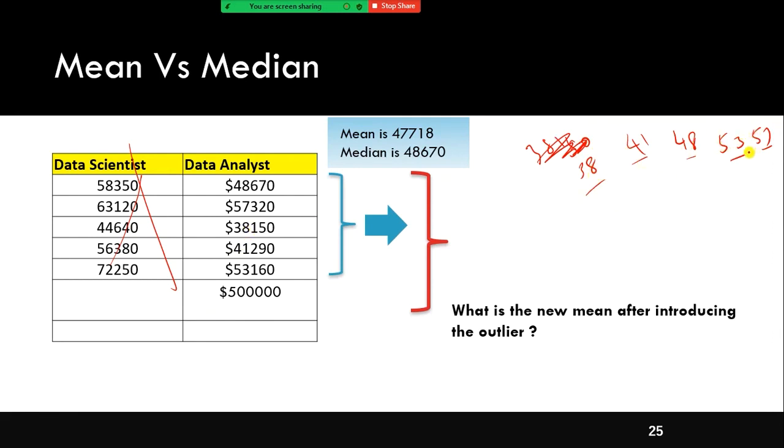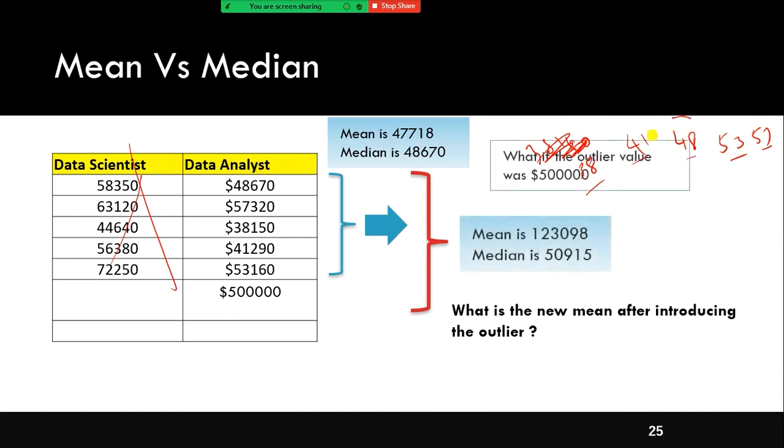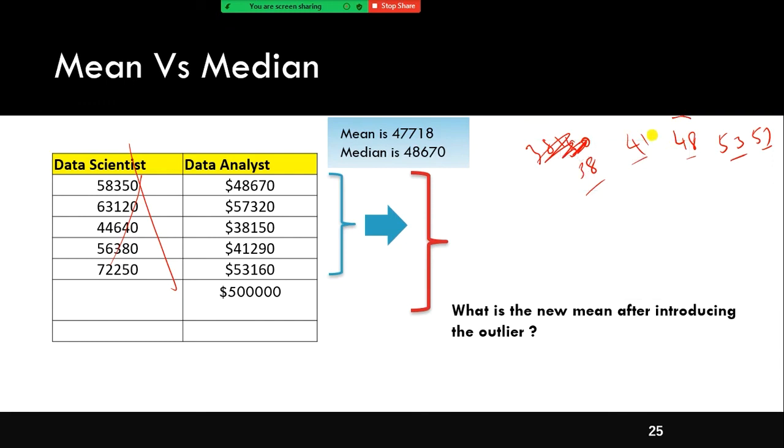So I started this data in ascending order. The middle value is this one, right? 48,670. Okay. So that is 48,670, correct? So the median is the middle value, 48,670, the median. So if mean is, you need to add all the values and divide by 5.